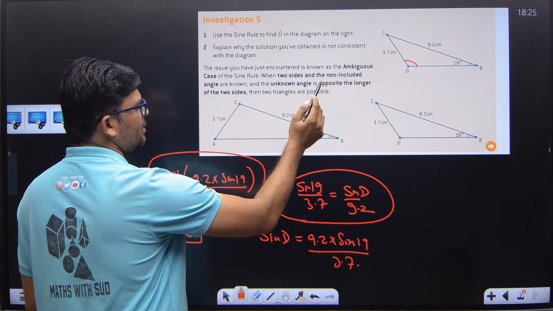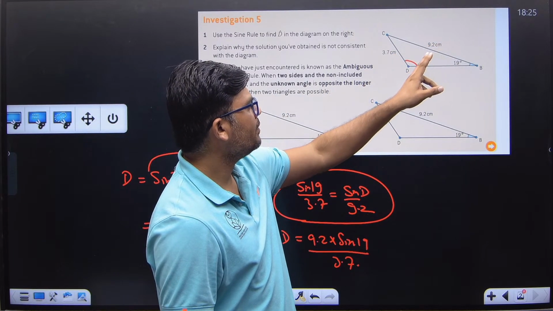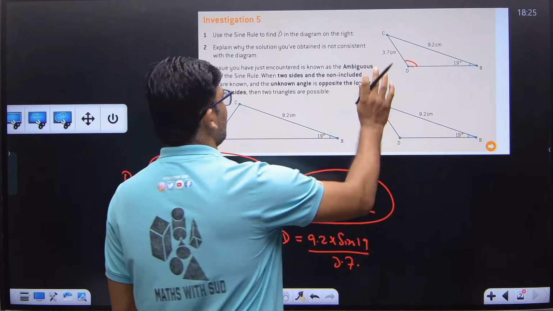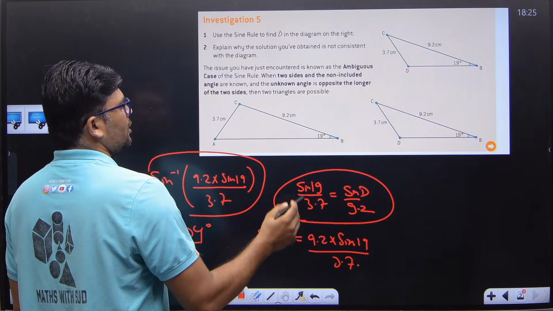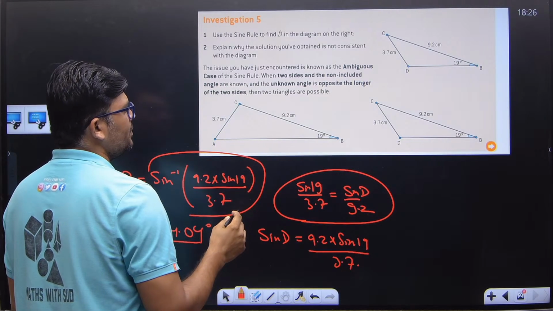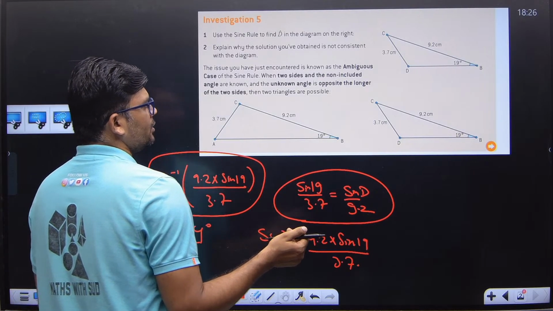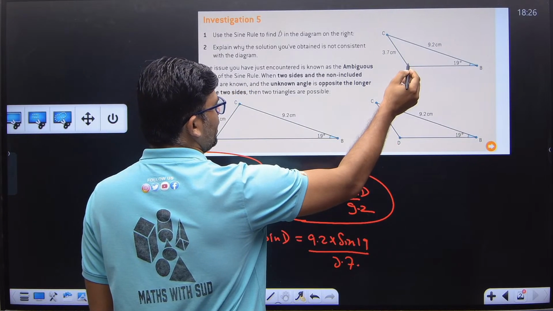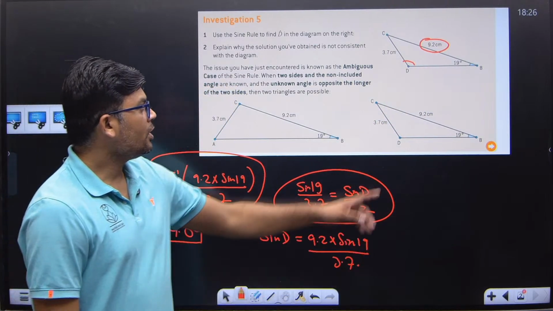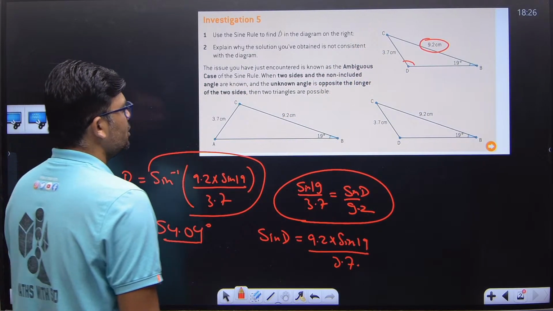When two sides and the non-included angle are known, you can see the two sides and the non-included angle means either this or this is known. When two sides and the non-included angle are known, the unknown angle is opposite the longer of the two sides. Unknown angle means the angle which is not known, and we say that it is opposite to the longer side. So the angle opposite the longer side must always be greater. That's why they made it an obtuse angle. So then two triangles are possible.